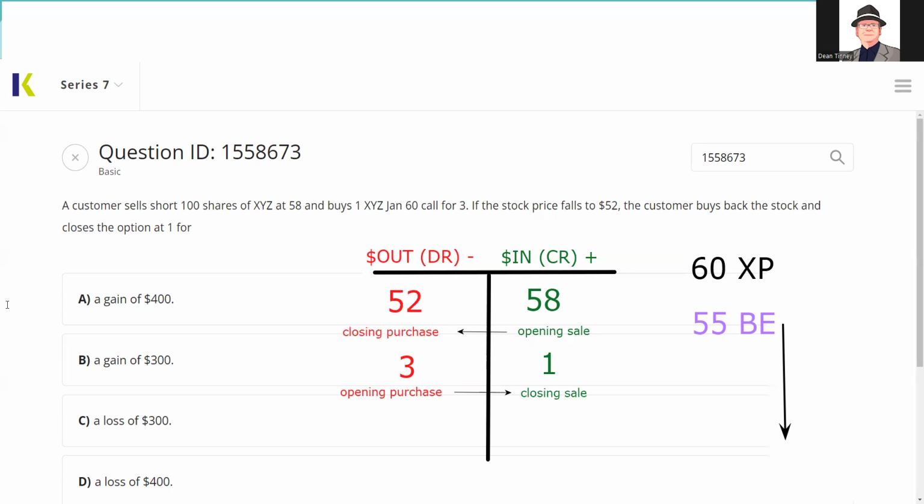Now I simply net, right? It looks like I made 6 points on the short stock position, lost 2 points on the protection. When it's all said and done, I paid out 55. I brought in 59. That's a 4-point gain. And so the answer here is A. And boom, let's just put that there. We have a $400 gain.